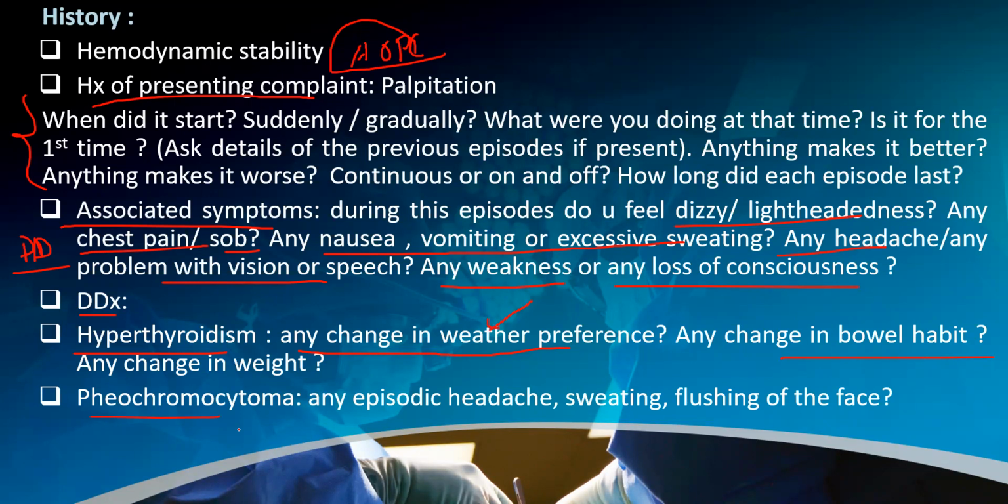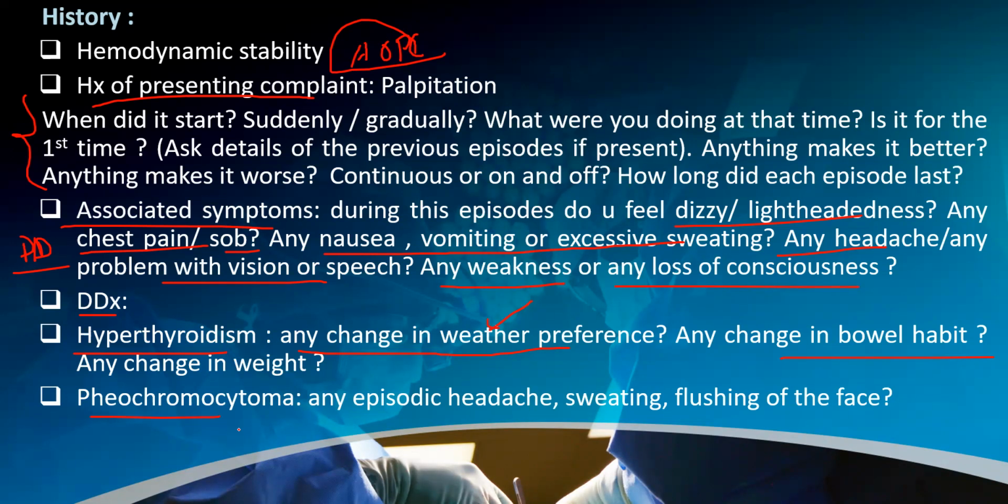After that, there's pheochromocytoma. Pheochromocytoma is an adrenal medullary tumor, right? So if someone has pheochromocytoma, they usually get paroxysmal symptoms, which consist of hypertension, excessive sweating, headache, and flushing of the face with palpitation. So four or five symptoms, and that lasts for a few minutes or hours, and then it's totally fine. That's how a pheochromocytoma patient presents.